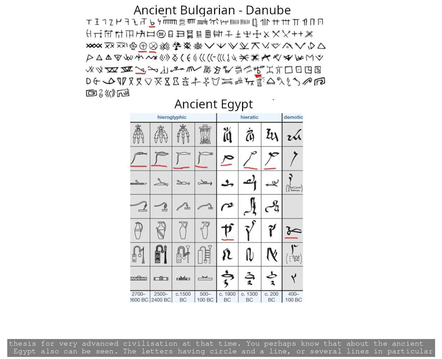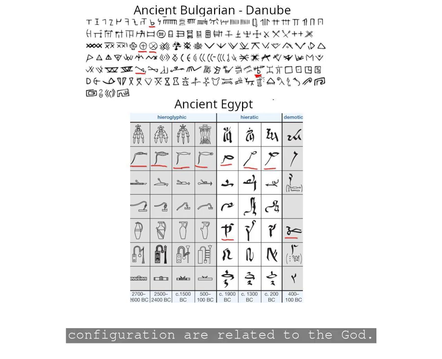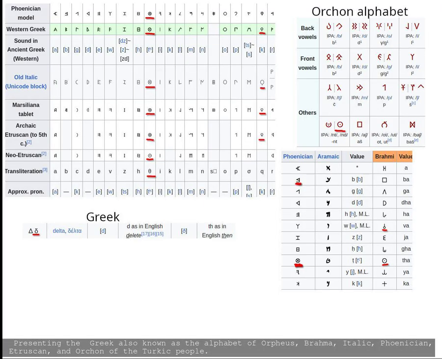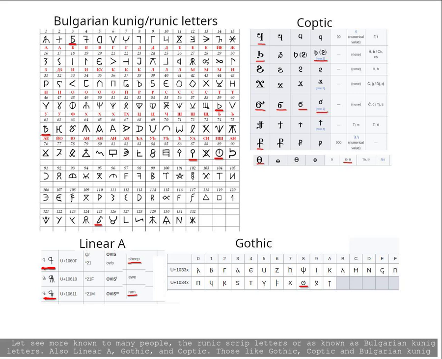The letters having a circle in a line, or several lines in a particular configuration, are related to the god, presenting the archaic, Latin or Roman, Greek also known as the alphabet of Orpheus, Brahmi and its development, and Nagari, or Devanagari, Italic, Phoenician, Etruscan, and Orkhon of the Turkic people. Let's see more known to many people.